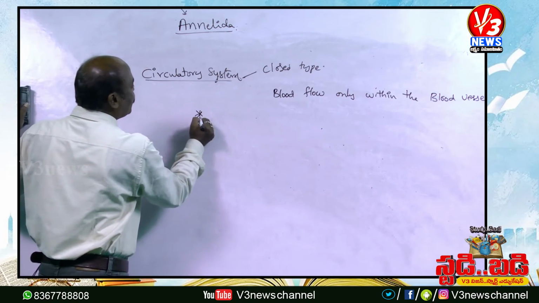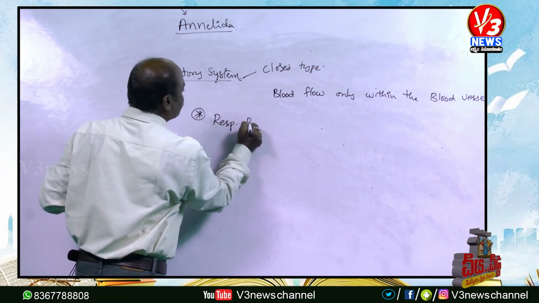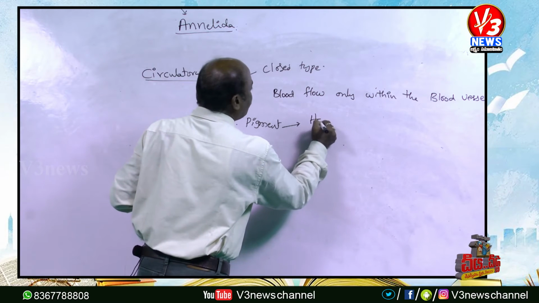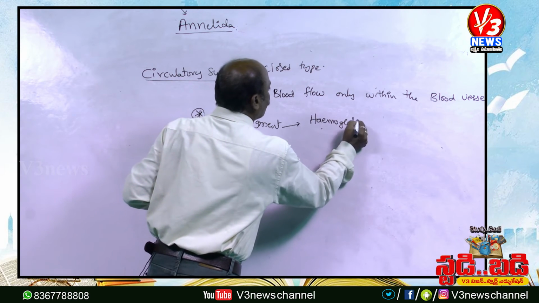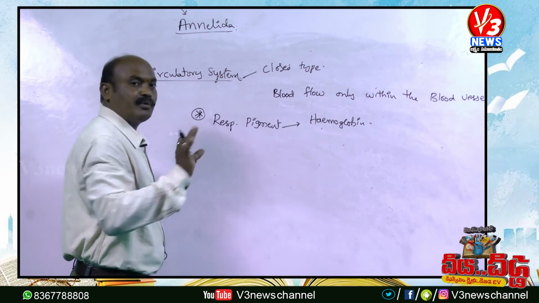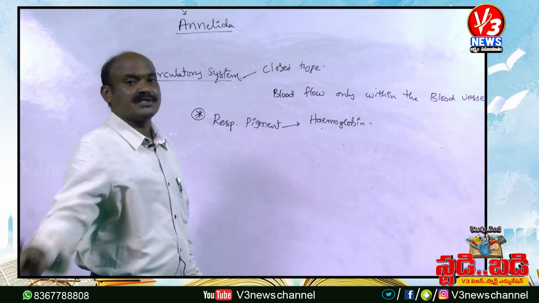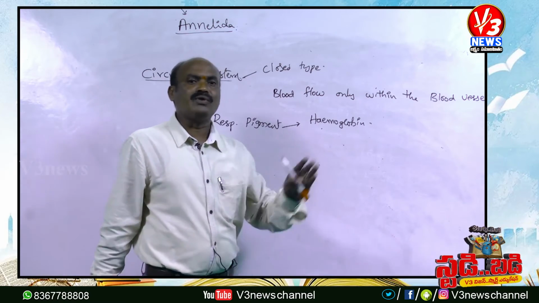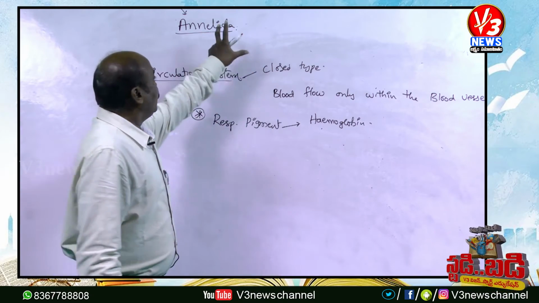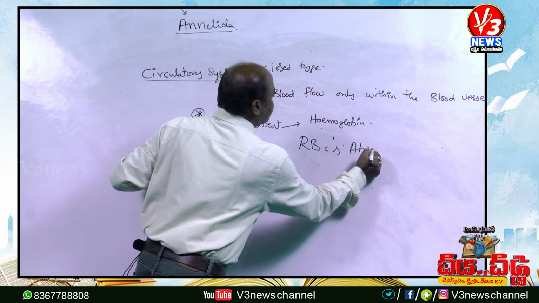Here, a very, very important point from the entrance point of view: the respiratory pigment. The common respiratory pigment is hemoglobin, that gives a red color to the blood. But this is not an important point regarding entrance examination. Here the important aspect is where it is present. What is the difference between the presence of hemoglobin in annelids and vertebrates? Simple thing. In annelids, the RBCs are absent.